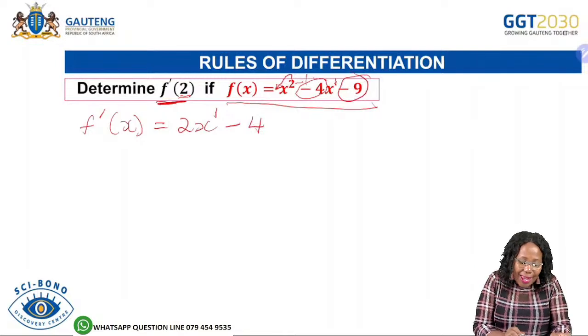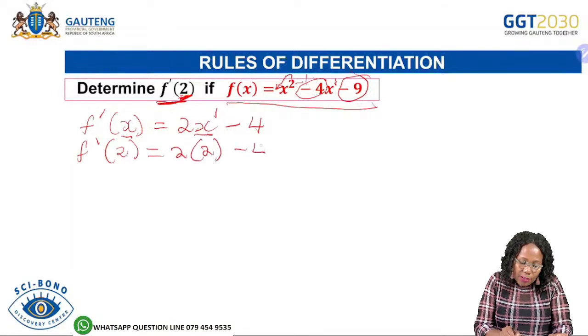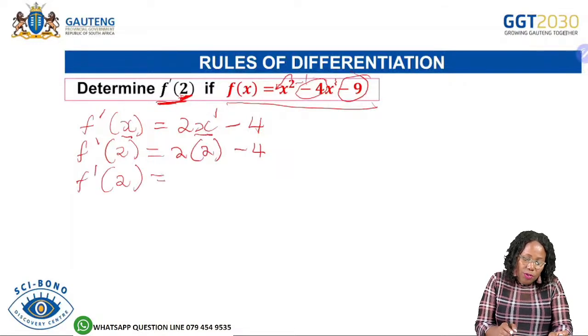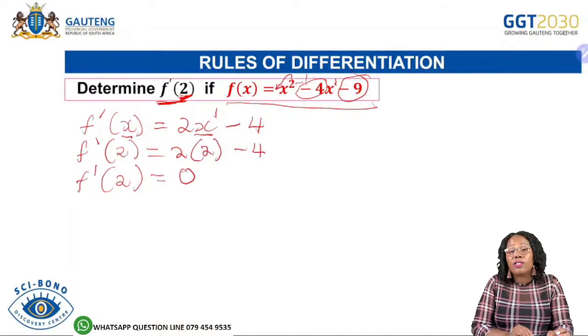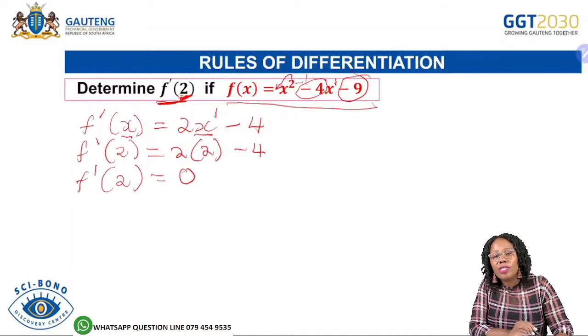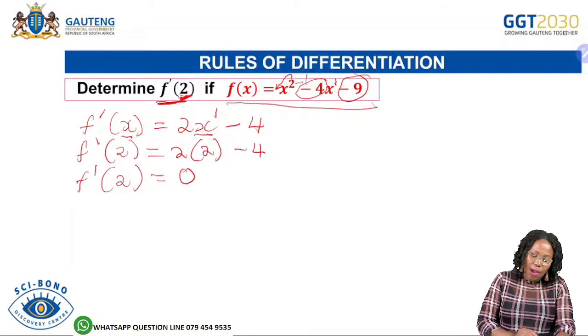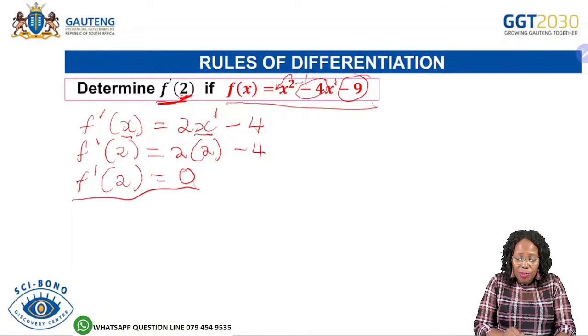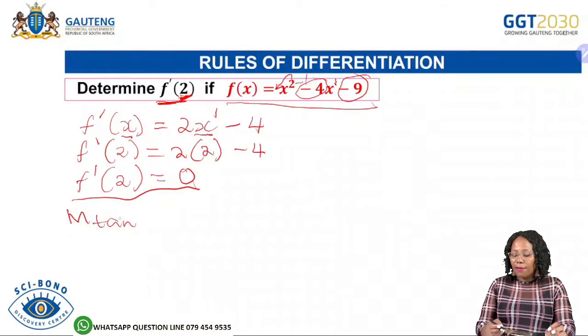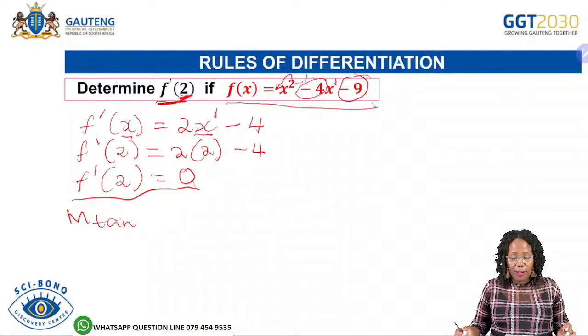We now look at f derivative of 2. Then we are going to substitute our x with that 2. Wherever we have an x, we now substitute a 2. Minus 4. Then now f derivative of 2 will be 2 times 2, which is 4, minus 4, gives us a 0. Always use your calculator to check if your answer is correct. The answer that you get there, remember, is the gradient of a tangent to that curve at the particular point given, at x equal to 2.